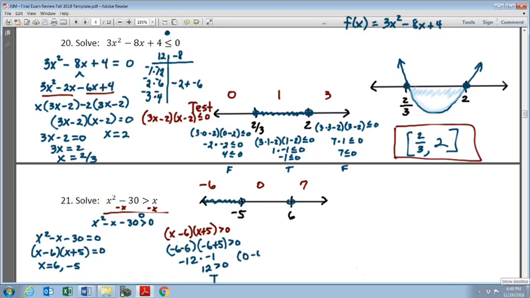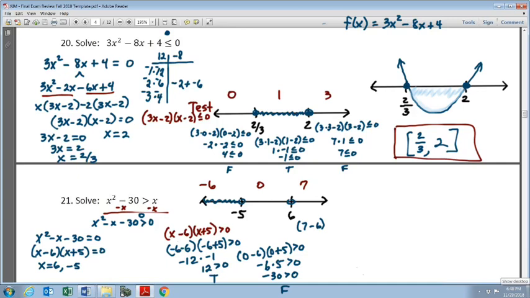If we plug in 0, we have 0 minus 6 times 0 plus 5, and we want to know if that's greater than 0. And we're going to get -6 times 5, and that would be -30. That is not greater than 0. We'd say that's false. And so we won't shade there.